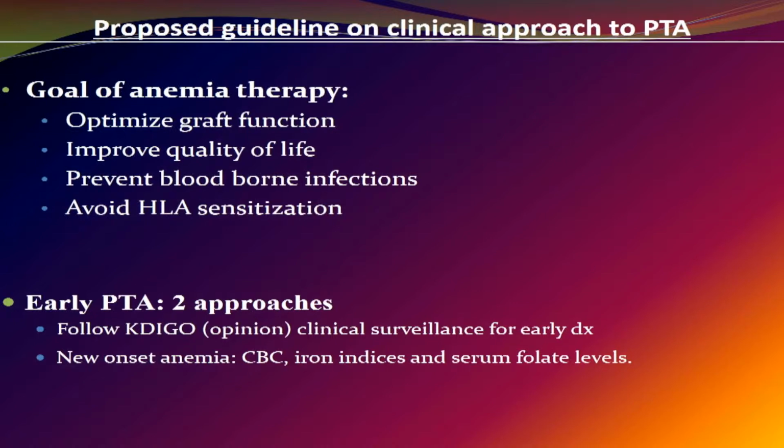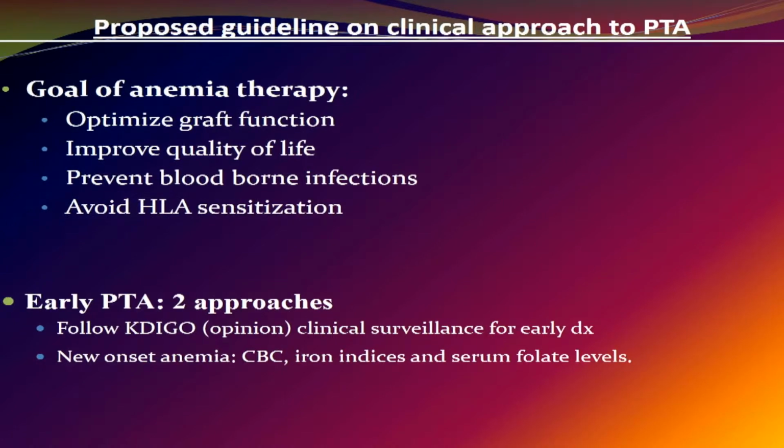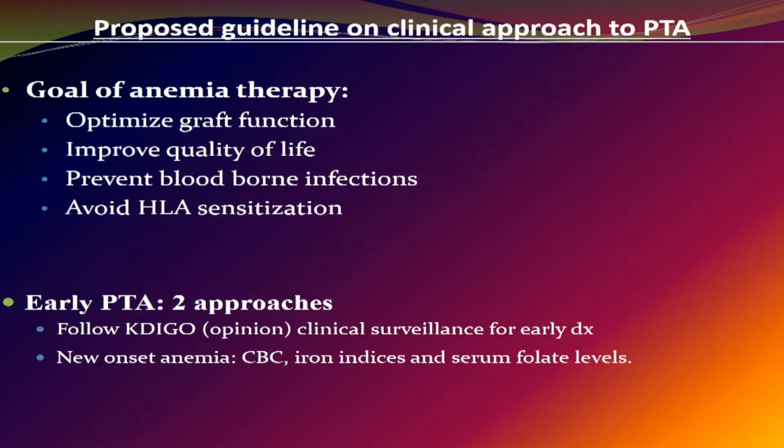Now, for early post-transplant anemia, there could be two approaches to the way we deal with it. We could follow the KDIGO guideline on clinical surveillance for early diagnosis of anemia. And when we find new onset anemia, we should investigate them with iron indices and serum folate.